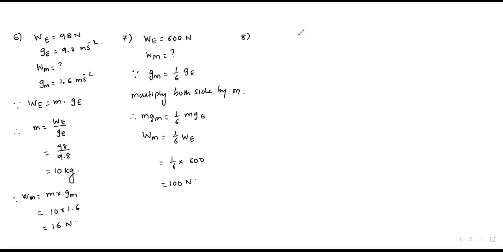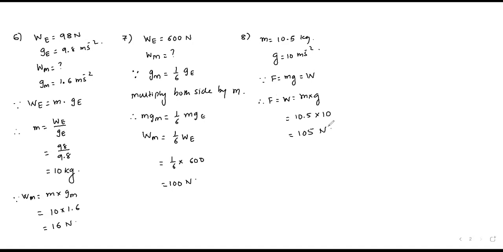Check the 8th one. What is given in 8? What is the force of gravity and weight of a block of mass 10.5 kg? So your mass is given, 10.5 kg. G value is given as 10 meter per second square. Now since force of gravity F is equal to mg, which is also equal to weight of the ball, I can write F is equal to W is equal to M into G. M value 10.5 into G 10, that comes out to be 105 Newton. This is very, very important.